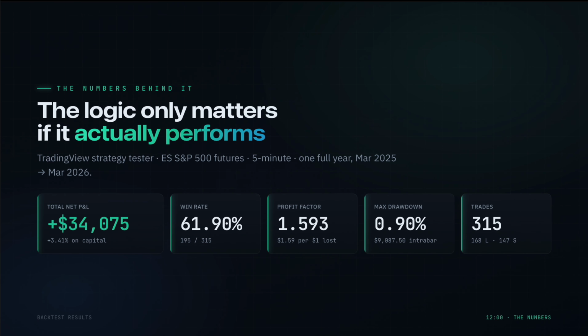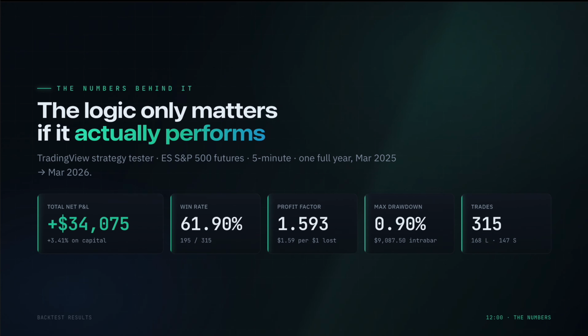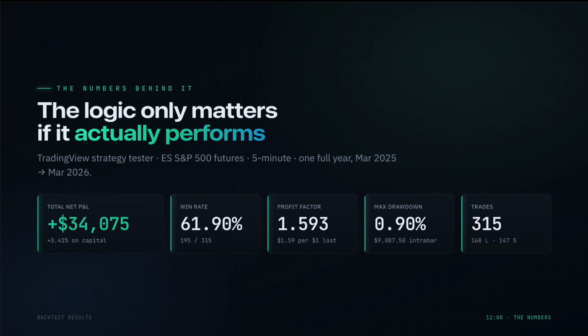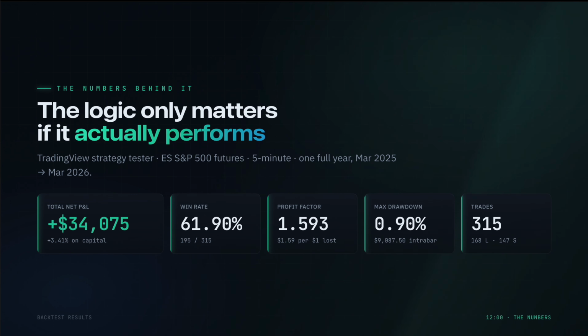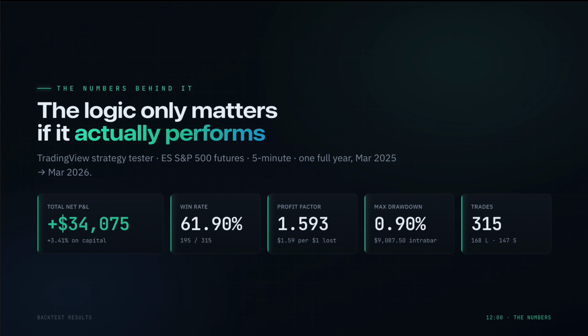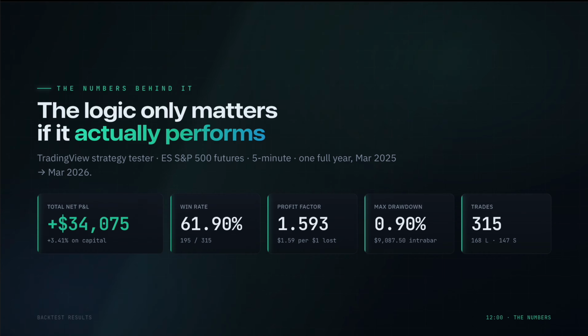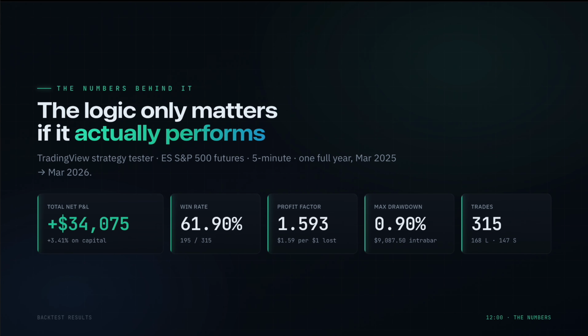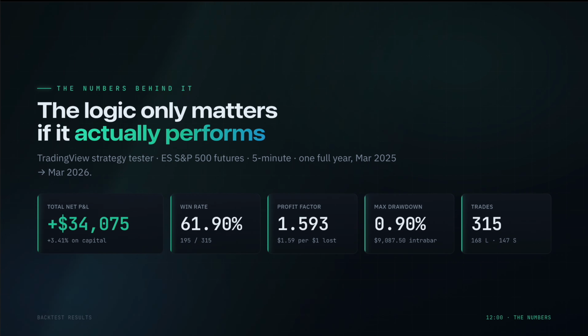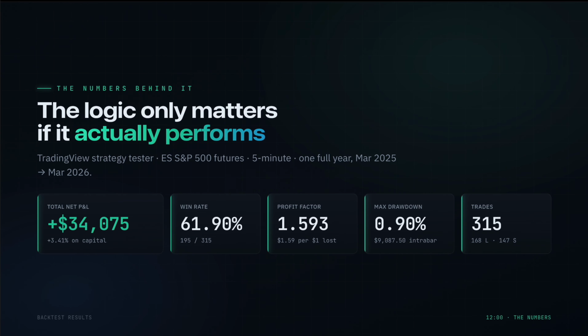Now the results. Because the logic only matters if it performs. Everything here comes from TradingView Strategy Tester on the S&P 500 futures, 5-minute chart over a full year, March 2025 to March 2026. Over the year, 350 trades. A win rate of 61%, roughly 3 out of every 5 trades in profit. A profit factor of 1.59: for every dollar lost, about $1.60 made. And a net result of positive 3.41% on a $1 million basis.